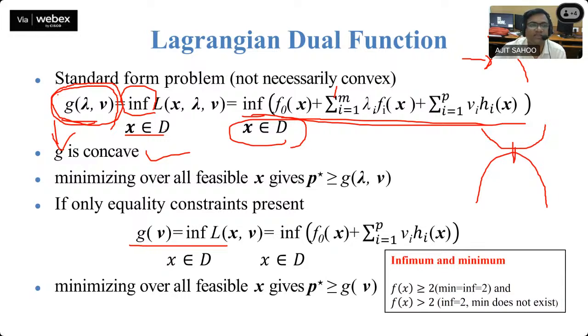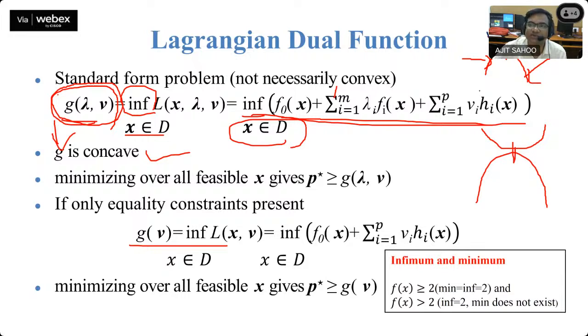So what will happen? This is the function g, and this is the function f0. Now we have to maximize the function g, and we'll get this solution. After maximizing, you will get the solution here, but the original function will come here. If your duality is strong, then these two will match.